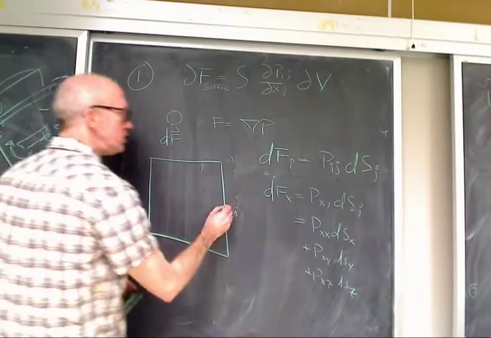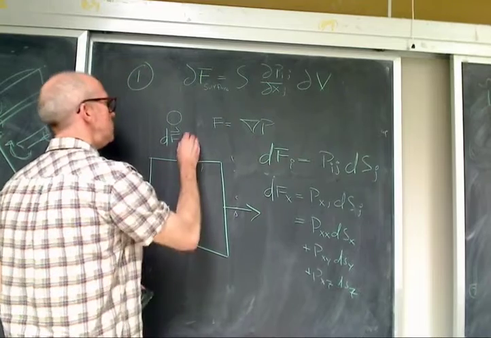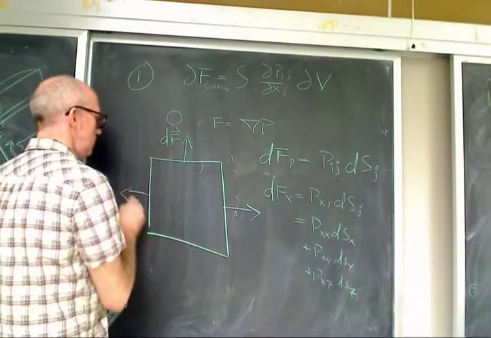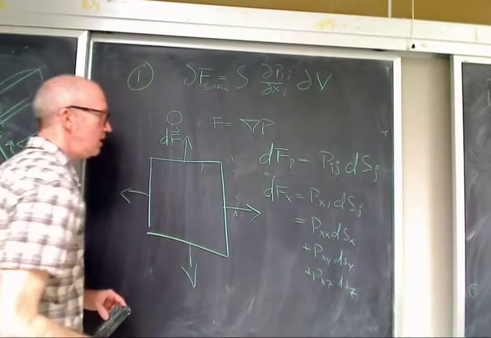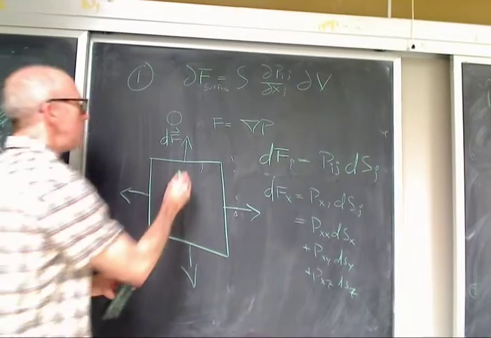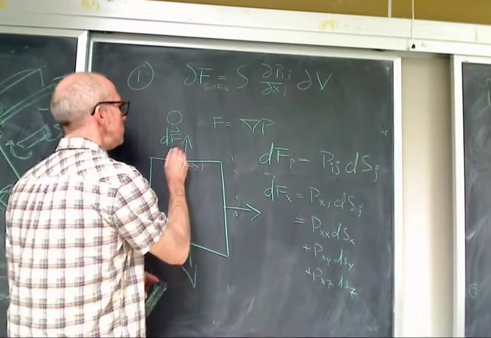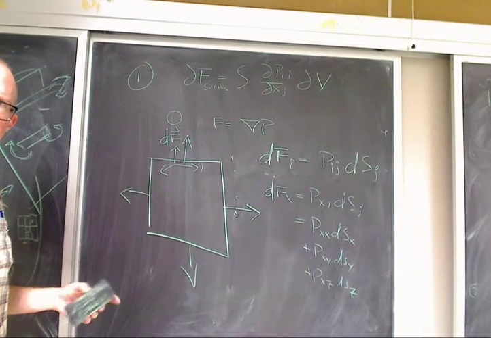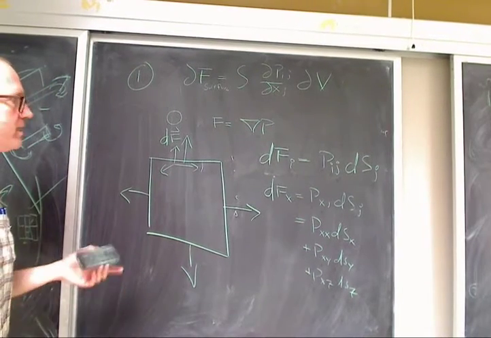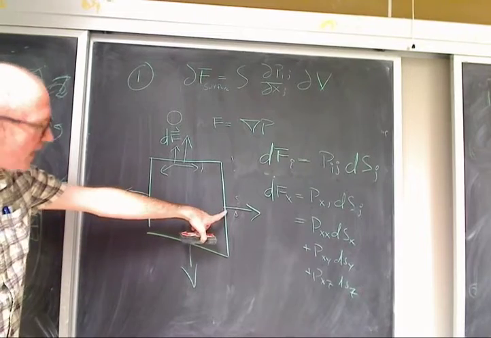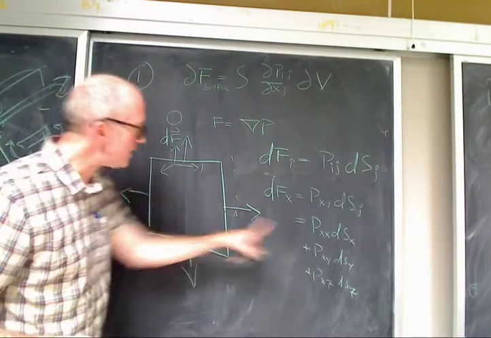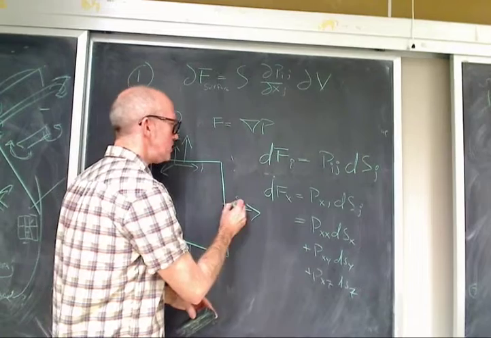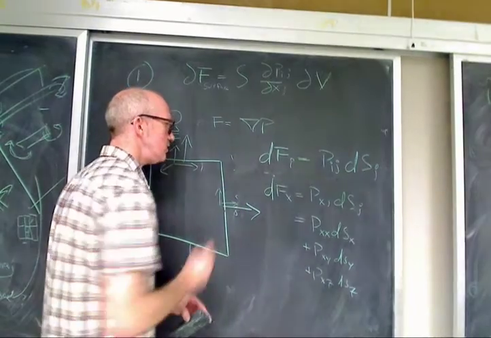So we have a pressure in each one of these faces, and I have a component going in this direction, and a component going in this direction, and a component going in this direction for the pressure tensor. Does that make sense? So my pressure tensor at this face, so p_xx, there's a component of the pressure tensor in this direction. There's a component of the pressure tensor in this direction too.